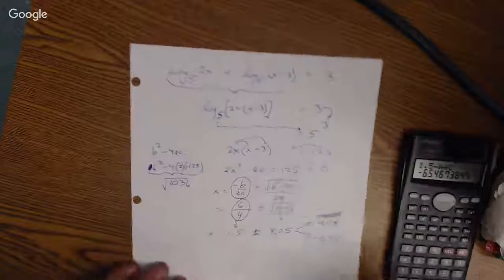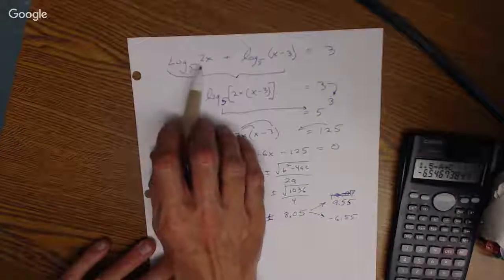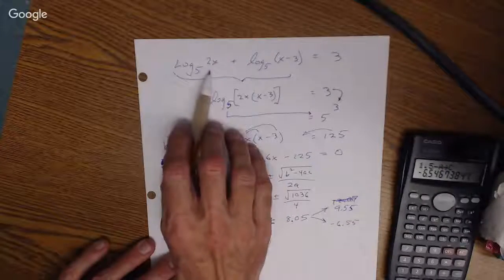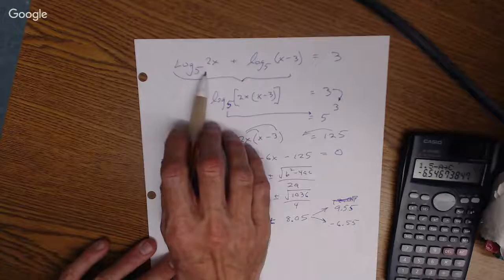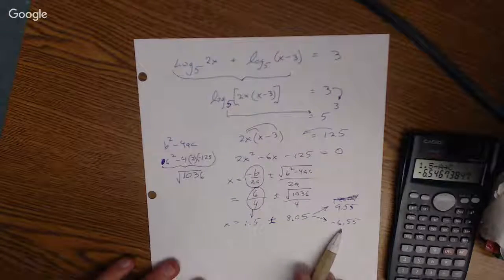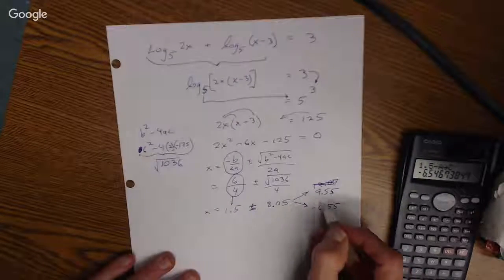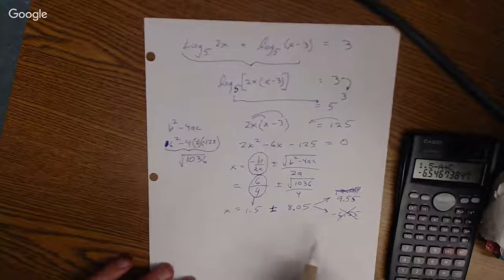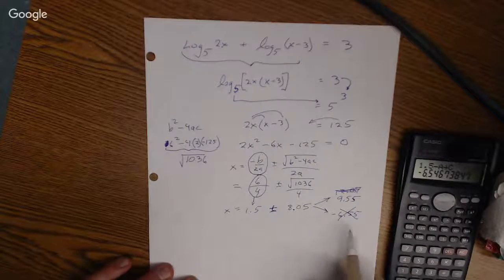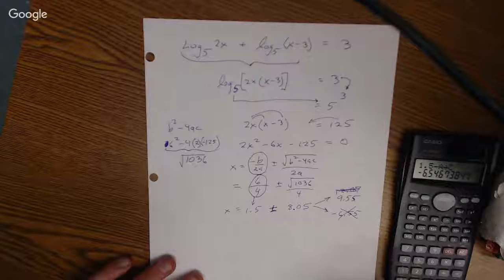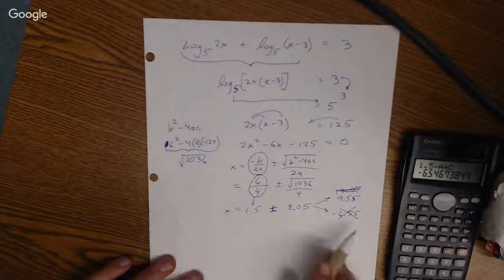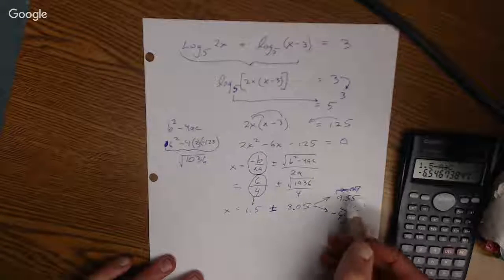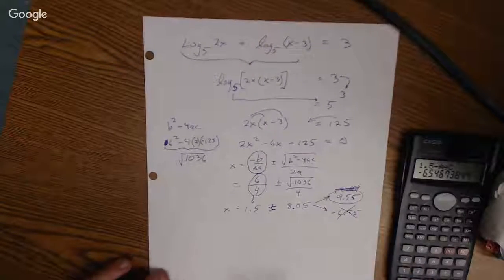And I suspect that, because I'm doing log of 2 times x, when I multiply 2 times a negative number, it's going to be negative. So I think I'm going to be taking the log of a negative number, and of course it won't do that. So I can cross that out. I know that's not going to be a solution because I can't take a log. You can never take a log of a negative number. Logarithms can give you negative numbers, but you can never take the log of a negative number. So 9.55 is my guess for an answer.